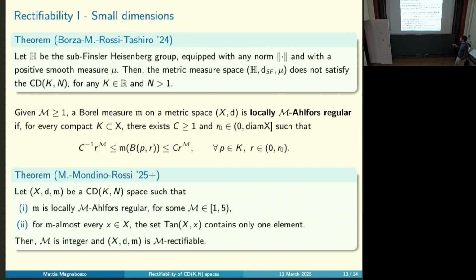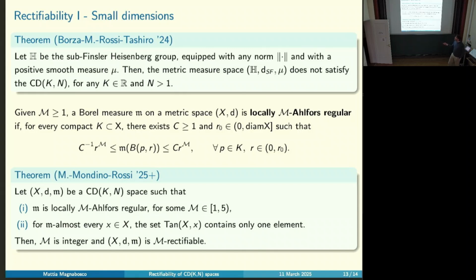And building on this, we have this theorem, and before stating it, I'll introduce one last notion, which is the notion of locally m-Ahlfors regular measure. Now, without going into the details, a locally m-Ahlfors regular measure is a measure that, for small scales, behaves like r to the power m, up to constants. Okay, so this is the definition of locally m-Ahlfors regular measure, and this is the theorem.